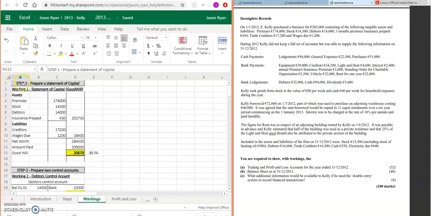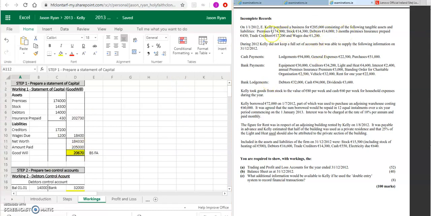So the workings for this one, step 1: prepare a statement of capital, so your goodwill. To start your question, for type A, you'll be given that you purchased the business for a certain amount of money, and it'll give you a list of the following assets and liabilities that you have. So you make a list of your assets, you make a list of your liabilities, you take them away from each other, and the difference will be your goodwill.